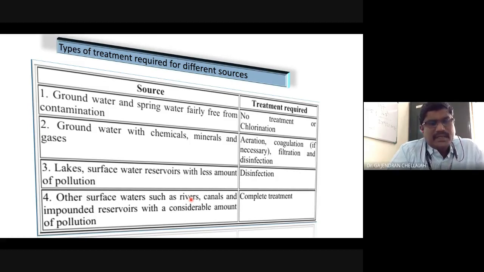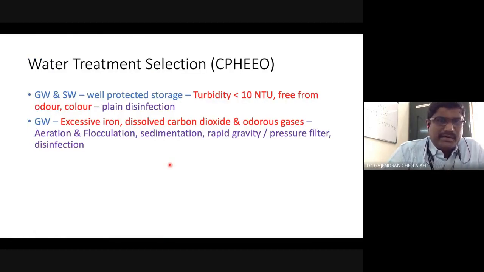If you are taking water from lakes or surface water reservoirs with a small amount of pollutant, then only disinfection is required. You don't need to go for any other treatment. For other surface water such as rivers, canals, and impounded reservoirs with a considerable amount of pollution, a complete treatment is required. Nowadays we go with complete treatment only, because of different sources of pollutants, not only for surface water but also for groundwater, we are doing the entire treatment.